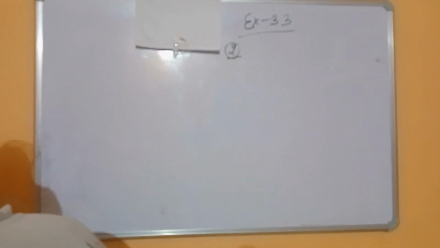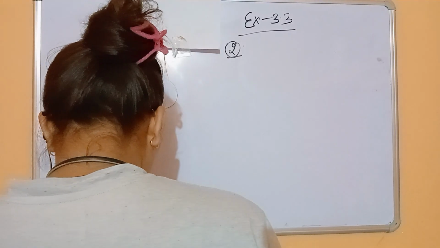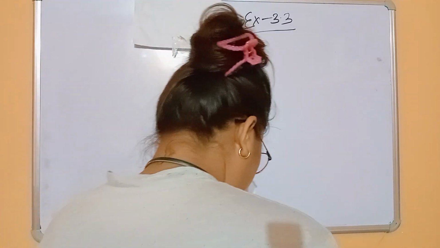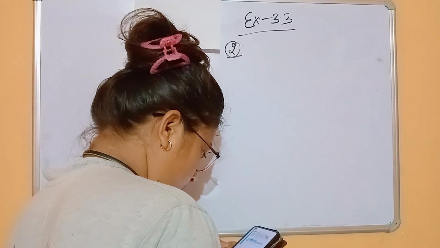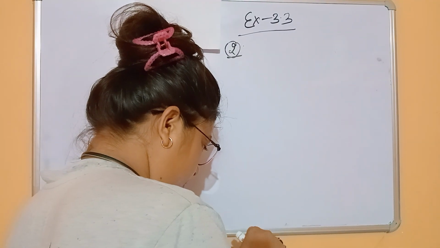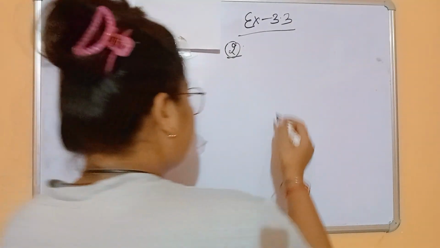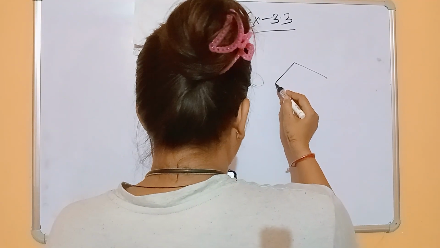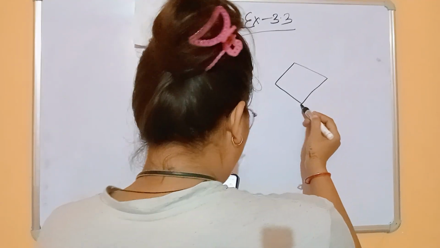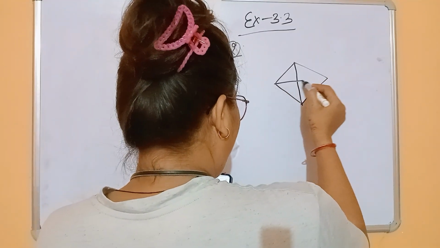Just wait, I open the PDF. So in third question say, third question make a draw a figure, coordinate, okay, polygon. So here draw one line, here draw one line.